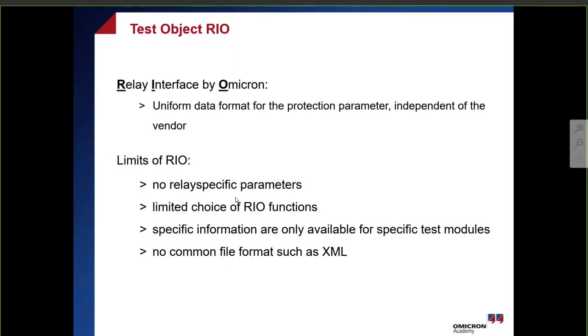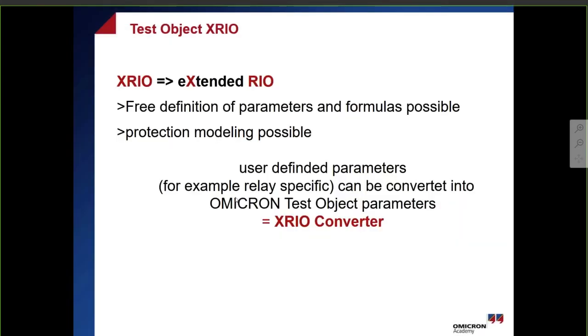Relay Interface by Omicron, which is REO. Surely you know about that. It's a long-history technology. We started it to reduce your effort to draw the distance characteristic. Unfortunately, it is limited to very specific functions. But now we have XRIO, Extended Relay Interface by Omicron, which contains all the parameter settings of the numerical relay. If it is a multi-function relay, for sure we can use only one file, which is XRIO, to enable all the functions in our test files.